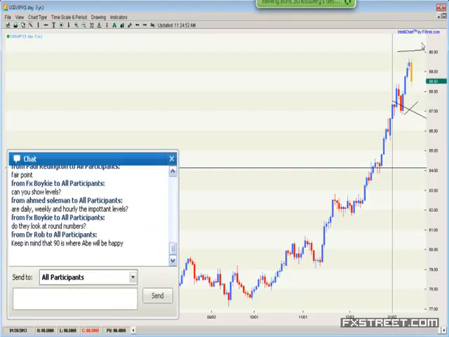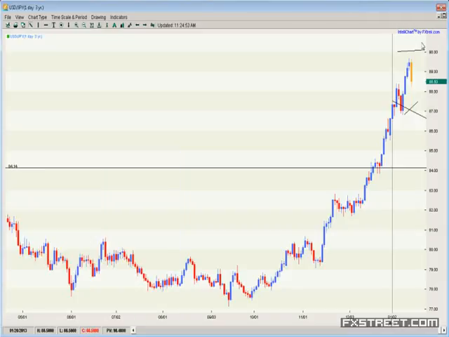Now, yeah, Rob is saying 90 is where Abe will be happy. You're right. And I think ultimately it does go to 90. But what Abe doesn't want to do is push it to 90 within 2 days. He wanted to push it within 6 months.